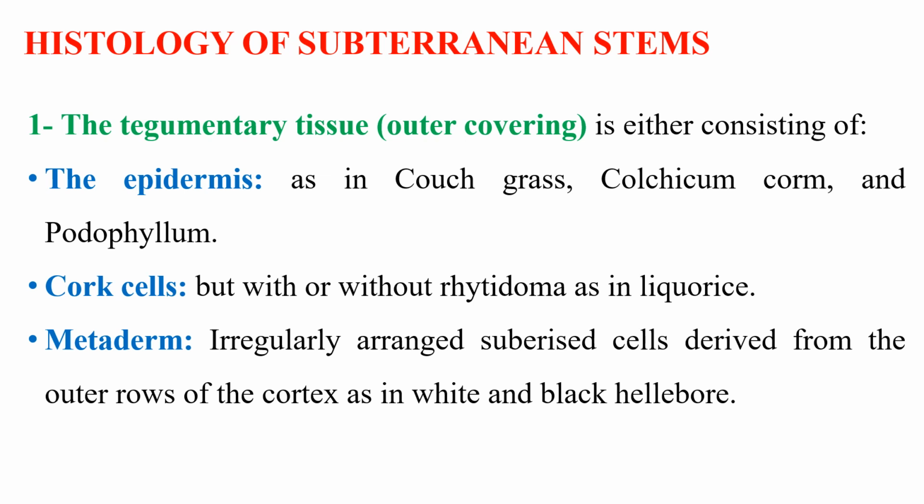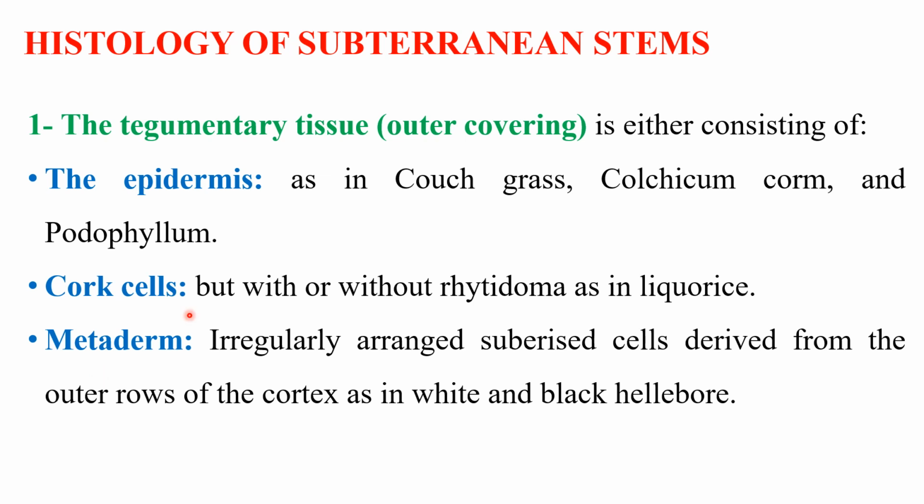At first, the tegumentary tissue or outer covering either consists of the epidermis, as in couch grass, colchicum, and podophyllum. When the subterranean stem is young or newly developed or grown in the soil, the outer covering or tegumentary tissue will be epidermis. But when it gets older, it can be cork cells or metaderm, more thickened cells that can withstand the harsh conditions under the soil. The tegumentary tissue, as I said, may be epidermis, may be cork cells, with or without rhytidome as in licorice, and also may be what is known as metaderm.